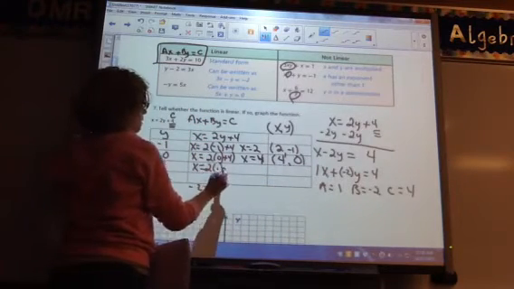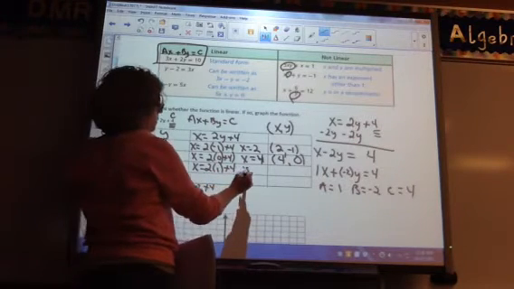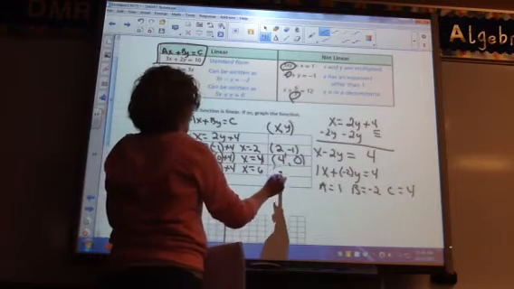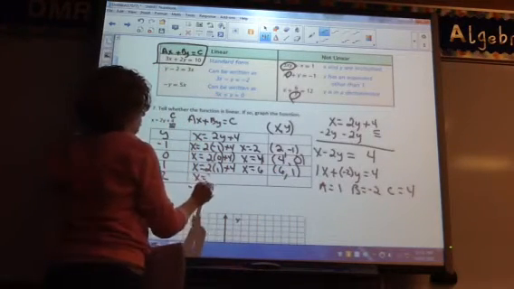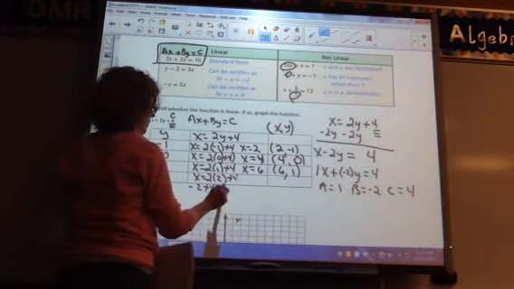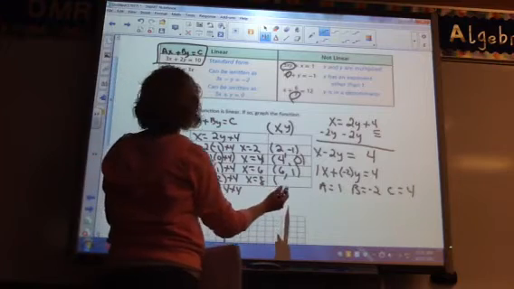Now let's substitute 1 in for y. 2 times 1 is 2. 2 plus 4 is 6. So x equals 6. And now let's substitute 2 for y. 2 times 2 is 4. 4 plus 4 is 8.